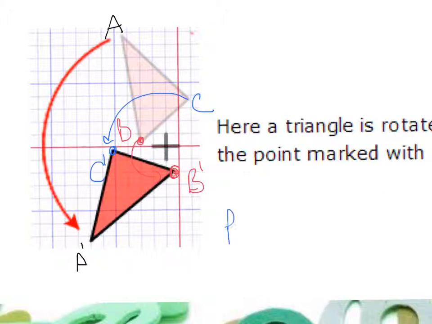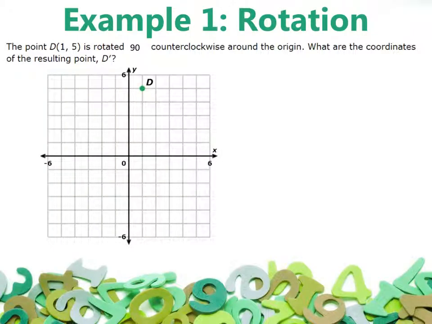Now it's important to realize that I'm using the word prime here, and prime is referring to that little symbol. So when you rotate or translate or reflect a figure, the new points of the new shape have the same letter but have the symbol prime beside them. Let's look at this example.